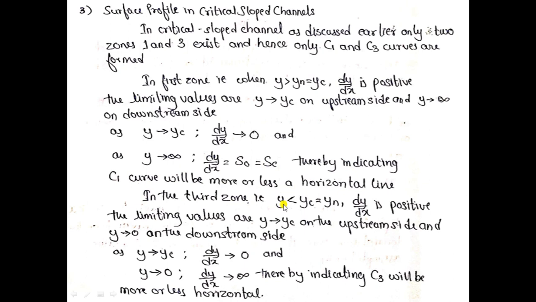In third zone, when the depth of flow is less than the critical depth and normal depth, the dy by dx, that is slope of free water surface, is positive. So, the limiting values here are y tends to the critical depth on the upstream side and y tends to 0 on the downstream side. So, as y tends to the critical depth, dy by dx tends to 0 and as y tends to 0, dy by dx tends to infinity, thereby indicating that C3 curve is also more or less horizontal.